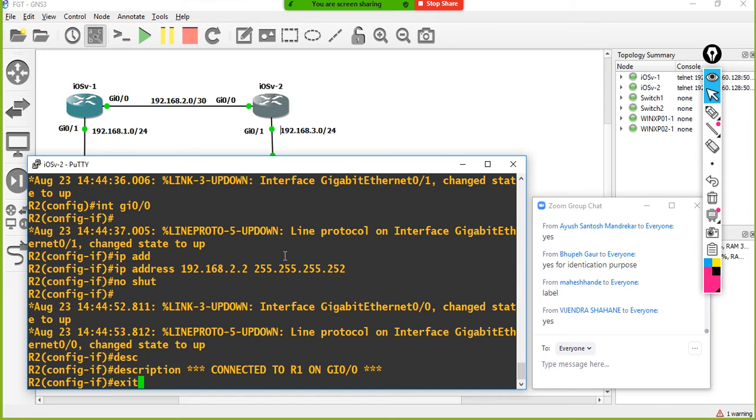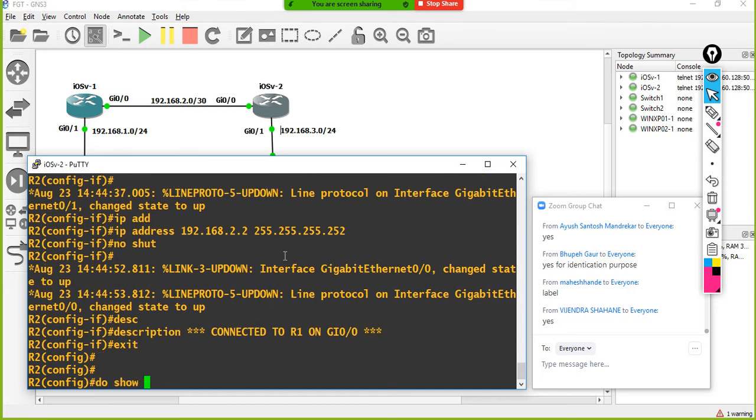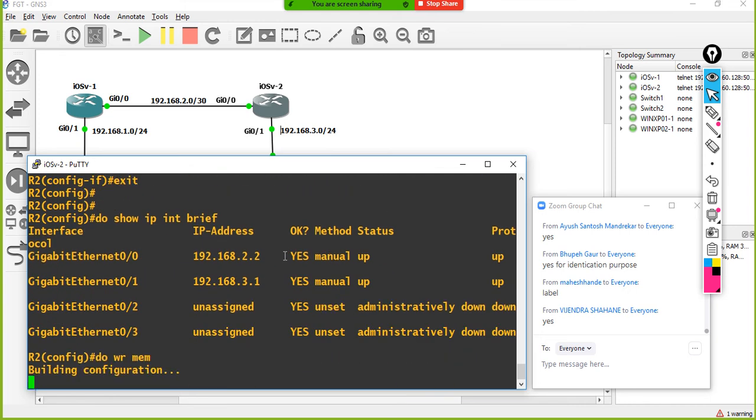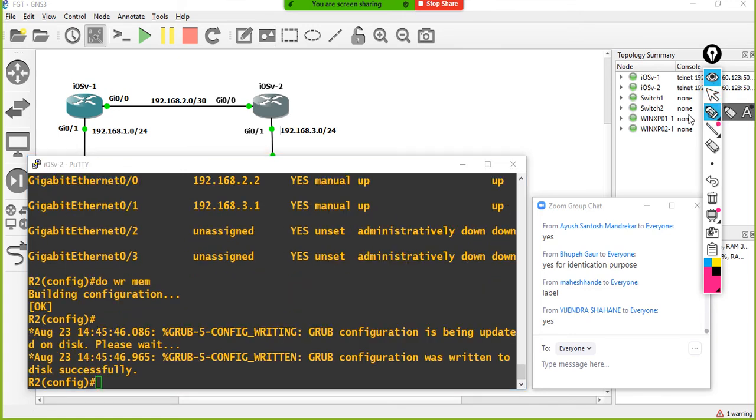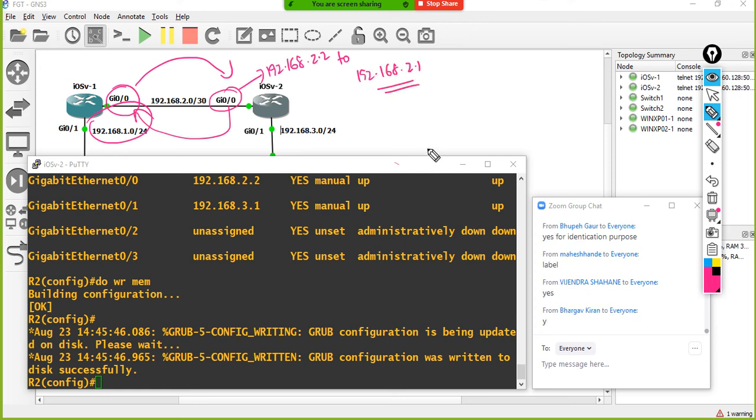That's correct. Then after that, exit from here and verify it. Do show ip interface brief. So far I have configured the interfaces. Whenever I configured router 1, I could not check it from the other side. But now that you have configured router 2, you can check from the other side, right guys? So try to ping from router 2 to router 1. Can you ping from 192.168.2.2 to 192.168.2.1?